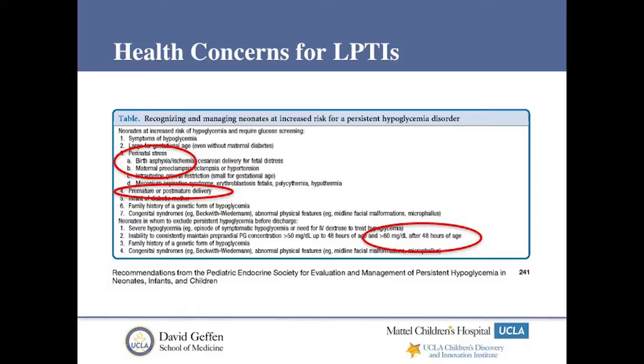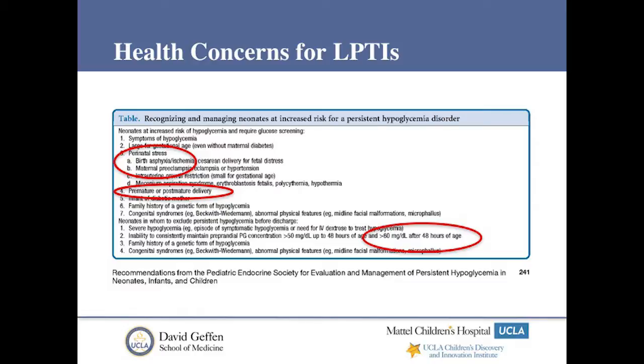But again, those that have birth asphyxia, but even if there's a C-section for fetal distress, that is presumed perinatal stress that puts that patient at risk, even if they quote unquote seem asymptomatic or look fine. Maternal preeclampsia, which is another one of the case scenarios I presented to you, and then IUGR, which was initially in our first case presentation.